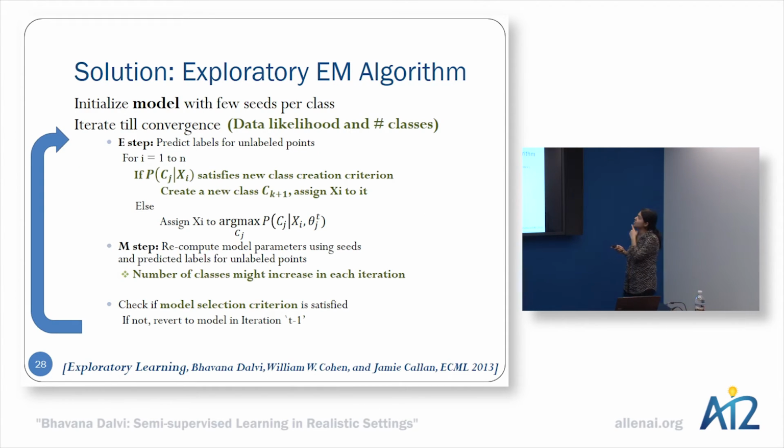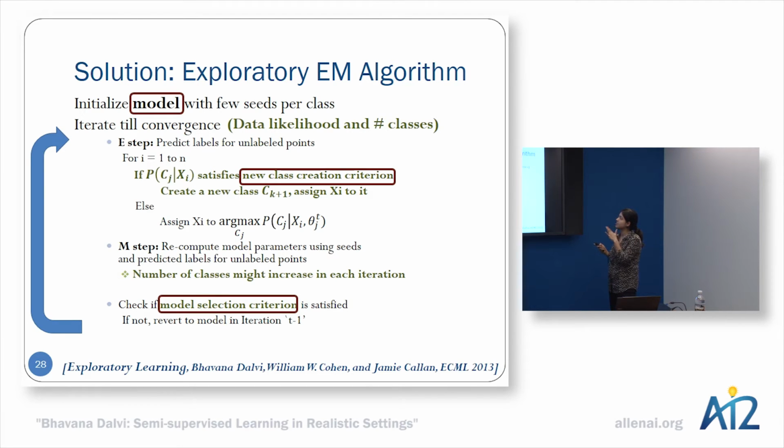In this particular solution, there are three unknowns here. Which model should one use? I haven't told you about the new class creation criteria, and what I mean by model selection. I will tell you each of these in the next few slides.